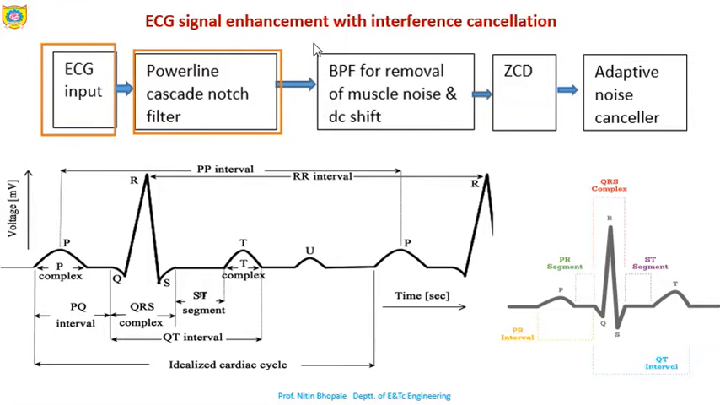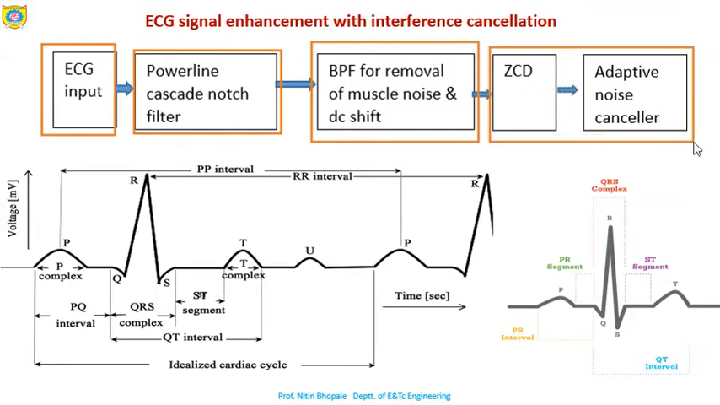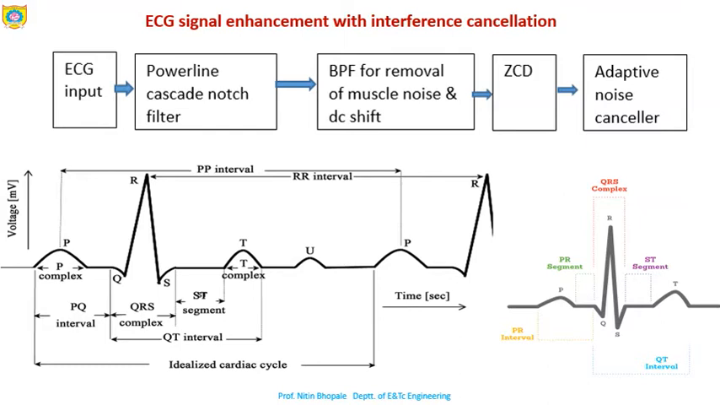Next is the band pass filter for removal of muscle noise and DC shift. If there is any muscle noise, then we can have this clearance with the help of this band pass filter, as well as the clearance of the DC shift. Now at last we are dealing with the ZCD along with the adaptive noise canceller. So these two blocks will give us the interference cancellation for the ECG signal. Whatever interference we got within the ECG will simply be reduced.